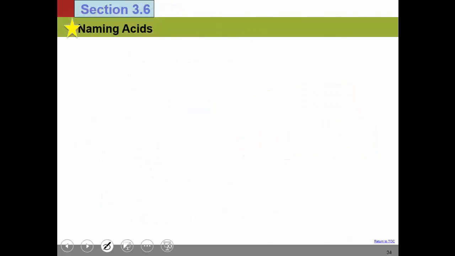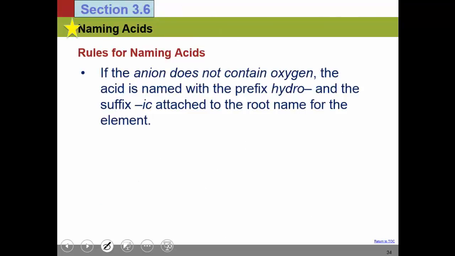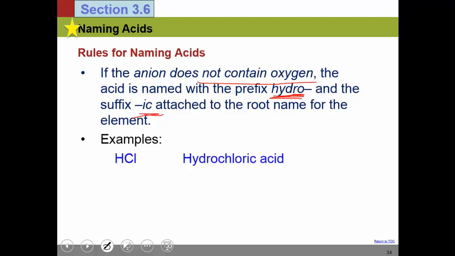So there's a couple different ways to name them. For naming them, if the anion does not contain hydrogen, we're going to use the prefix hydro and ic acid. So for example, HCl, we're going to name it hydro, and then we're going to use the element root for the element that is sitting on the hydrogen. So our element root was chlor, and then we're going to add ic acid, so hydrochloric acid.